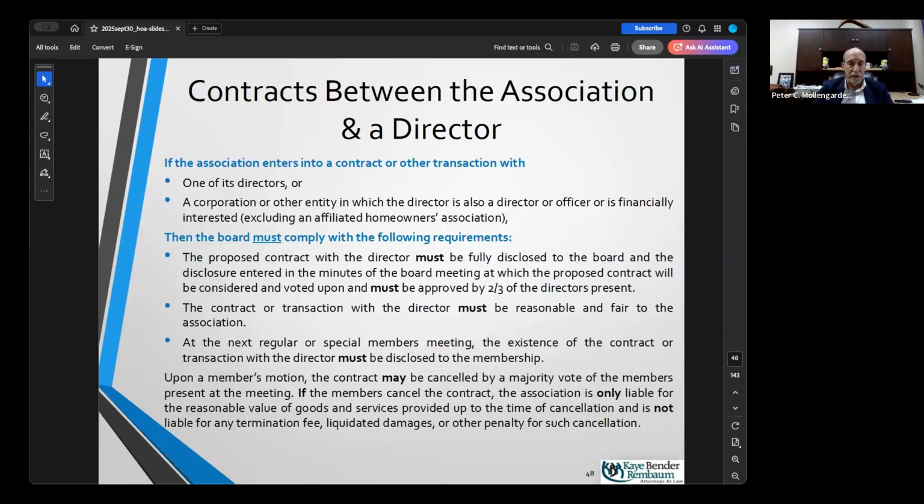At the next regular or special meeting of the members, not the board, of the members, the existence of the contract or transaction with the director must be disclosed to the membership. At that meeting, upon a member's motion, the contract may be canceled by a majority vote of the members present at the meeting. If they do cancel the contract in that manner, the association is only liable for the reasonable value of goods and services provided up to the time of cancellation and is not liable for any termination fee, liquidated damage fee, or other kind of penalties.